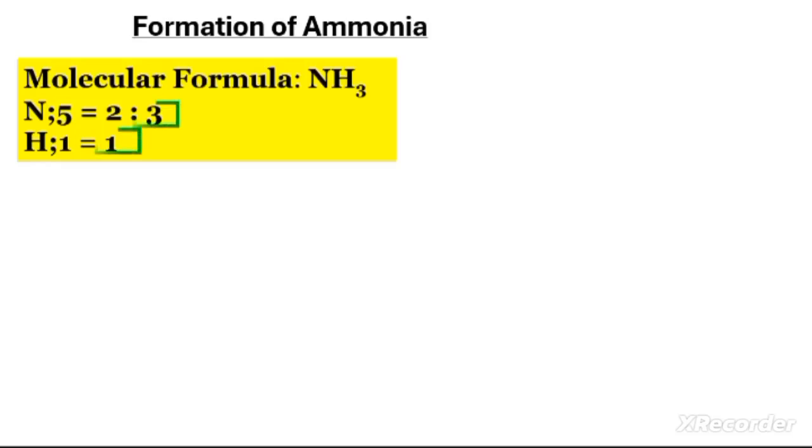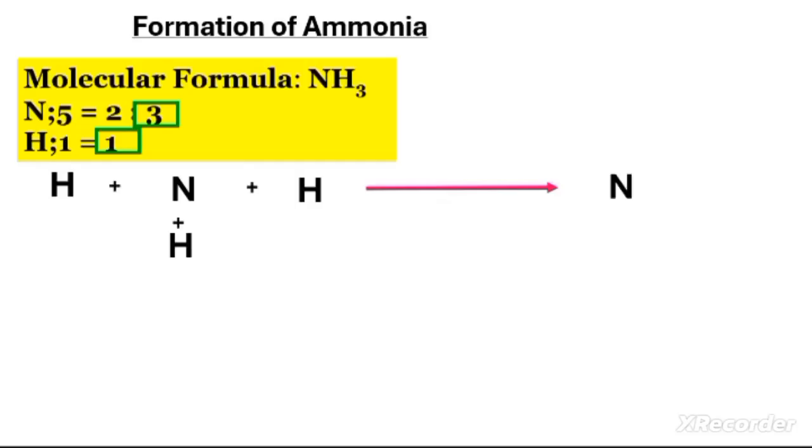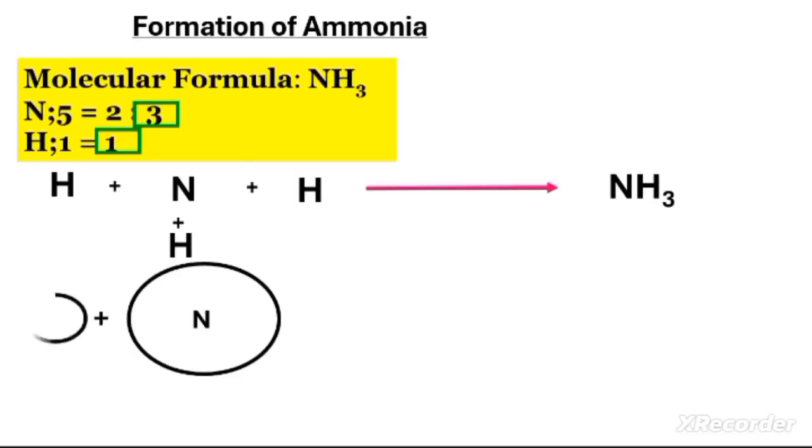So let us come up with the chemical equation. We are going to say nitrogen plus hydrogen plus hydrogen plus hydrogen. We are going to form an ammonia molecule. Let us come up with an equation showing electronic structures. We are going to start with nitrogen plus hydrogen.